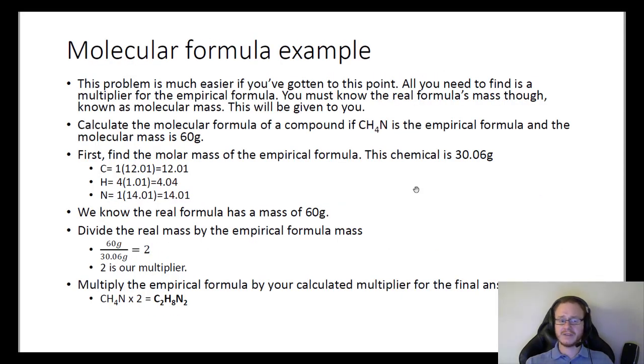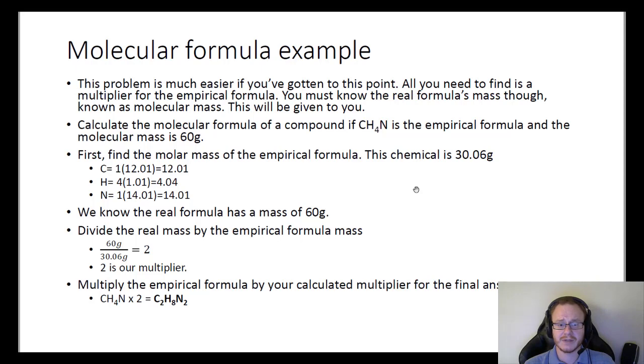For the molecular formula, this is significantly easier. If you made it to this point, you can do percent composition, you can do empirical formula. The only thing we need left is a multiplier. Whatever the multiplier is, that's what we're going to multiply the basic empirical formula by. To get this, though, we must know the real formula's mass. That usually means we need something like a mass spectrometer. In our problems, this is going to be given to you.